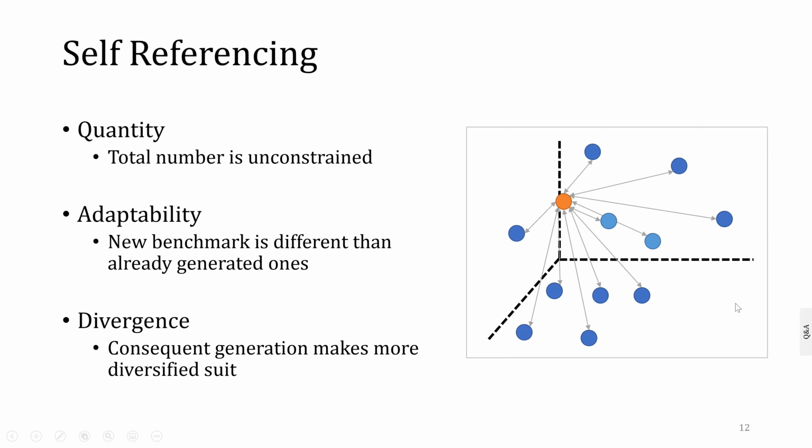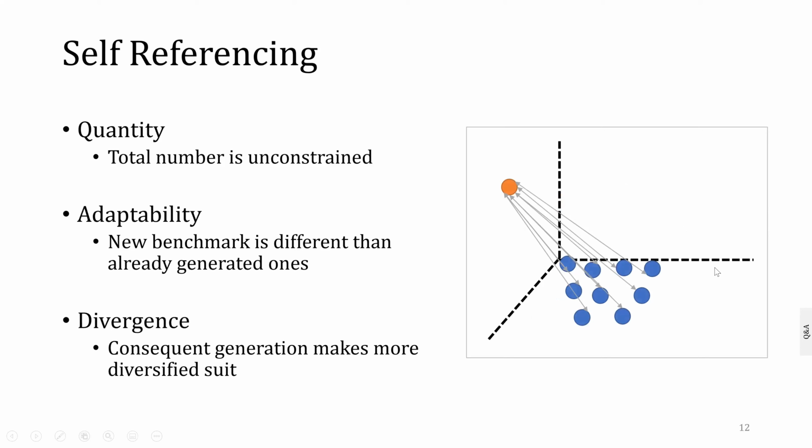Now, it is very useful when all the reference benchmarks are clustered. So what happens is the first benchmark is placed very distant from the cluster, and the second one is at a distance from the first one and the reference ones. So in each step, the placement of the synthetic benchmark is very adaptable with the already generated ones. And as you keep generating more and more benchmarks, they make the synthetic suite very divergent.